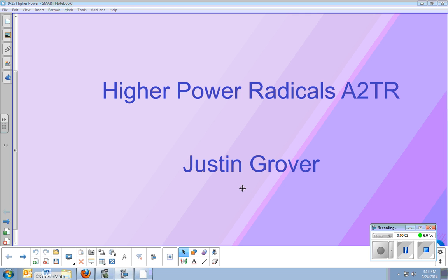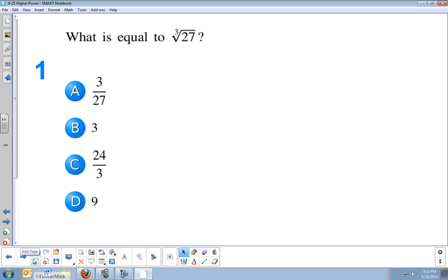Algebra 2 trigonometry, higher power radicals. So, in the previous lecture, we were discussing how to simplify square roots, which is something you've done for a couple of years now. But this might be the first time you're seeing higher power roots, and we call them like cubed root, fourth root, fifth root.